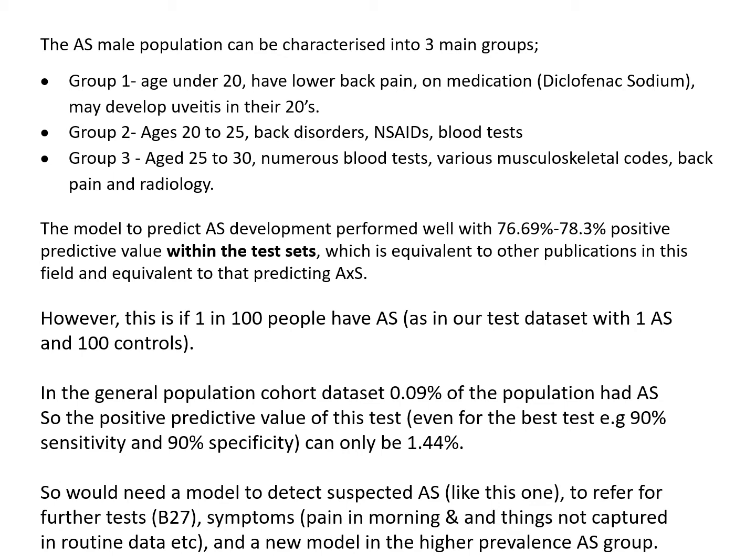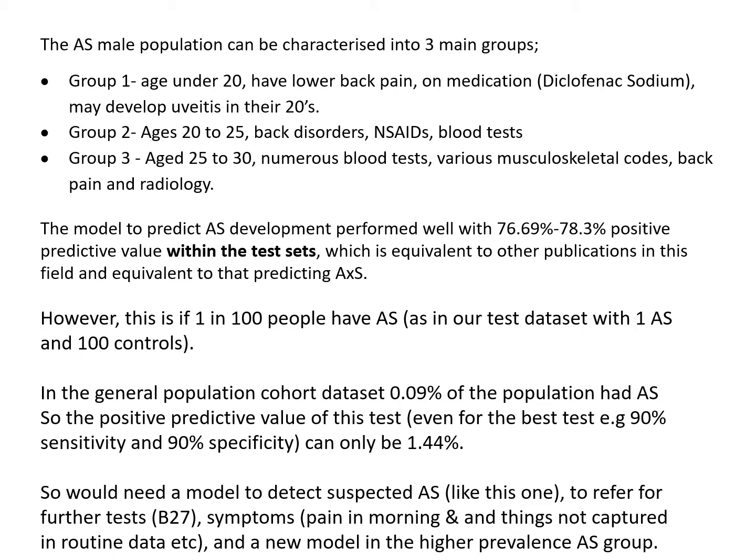Now this model, if people's medical records were run through, appeared to have excellent performance with about 76 to 78% positive predictive value, but that's within the test sets, and that's completely equivalent to other publications in this field and is equivalent to predicting ankylosing spondylitis using other methods. However, in this test data set, we had 1 in 100 people who had AS. So we have slightly higher than in the real world.